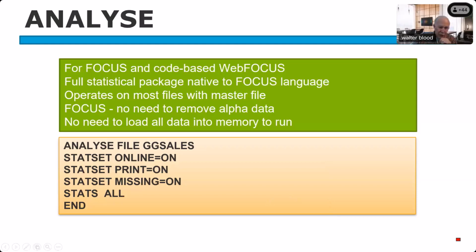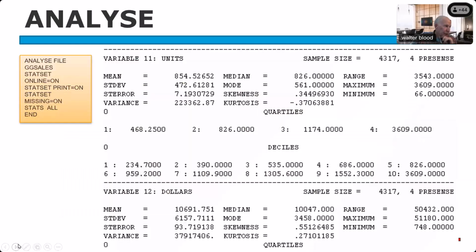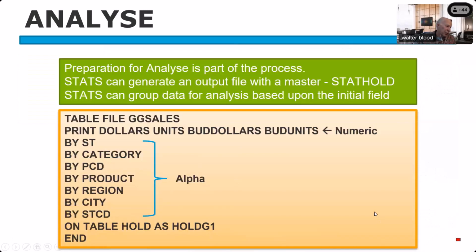If I run stats all, it's going to generate a whole lot of information for my numeric variables, and this is just a display of it. Now, there is a way, interestingly enough, that I can manipulate this, by bringing my alpha fields up into my BY as BY, and it doesn't really make any difference in the order, and printing the numeric fields that I want to work with. This is a way of preparing the file to work with.